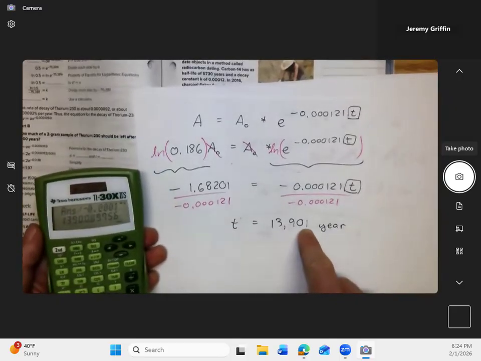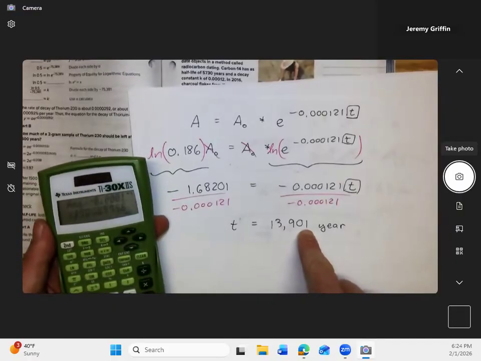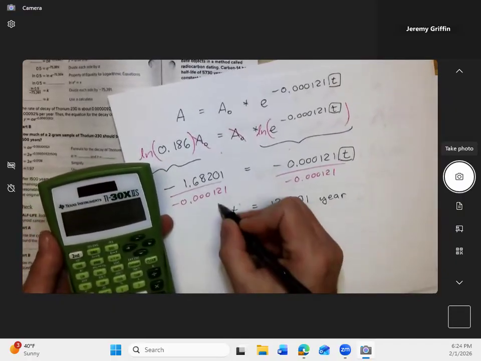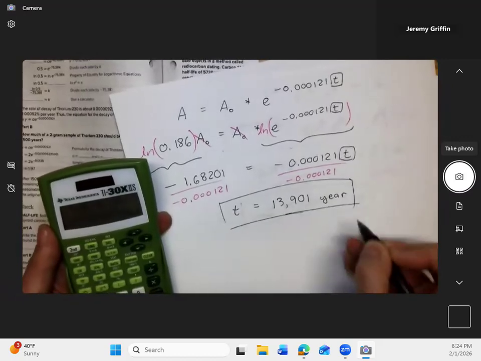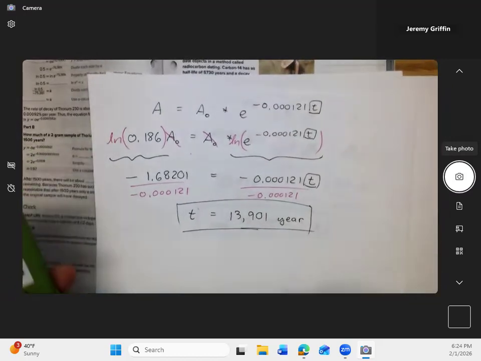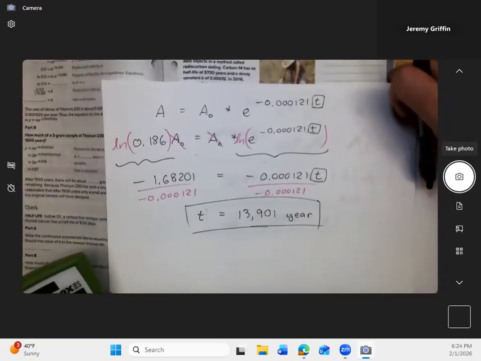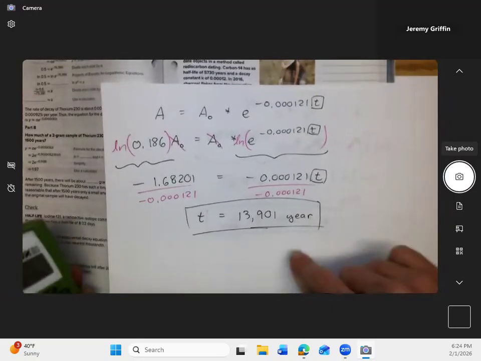Do I really know this last year exactly? No, this is really too much precision. I could say about 13.9 thousand years. That's about it. Maybe even almost 14,000 years. Yeah, that should be it. Does this make sense? Does this check out?